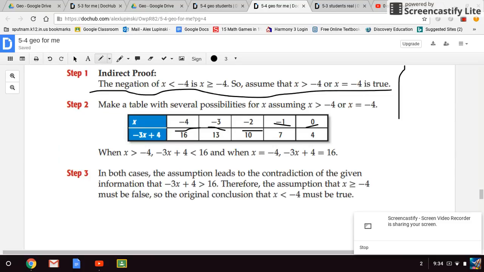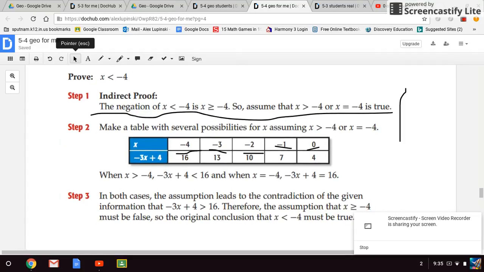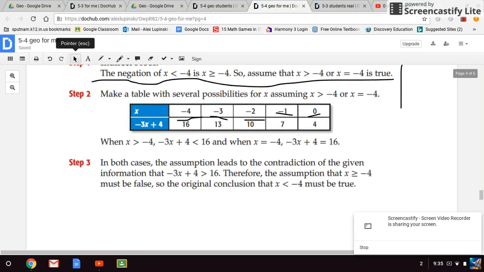So when x is greater than negative 4 and negative 3x plus 4 is less than 16, we have all this information. However, if you look at it, in both cases, none of these numbers are larger than or equal to 16. They all go down, 16, 13, 10, 7, and 4. So in this case, the assumption leads to a contradiction of the given information that negative 3x plus 4 is greater than 16. Therefore, the assumption x is greater than negative 4 must be false, so the original conclusion that x is less than negative 4 must be true.